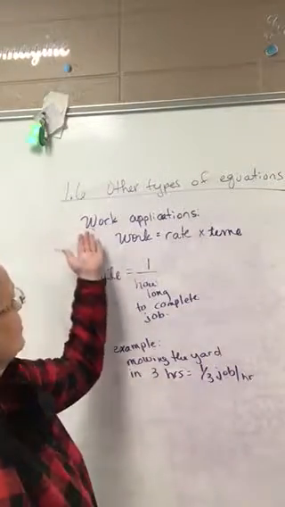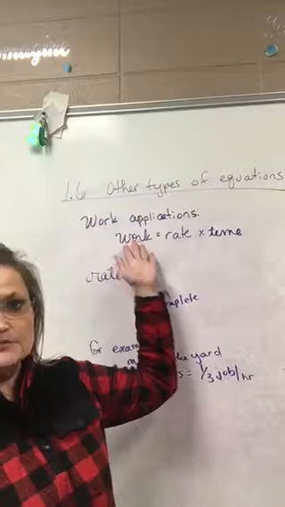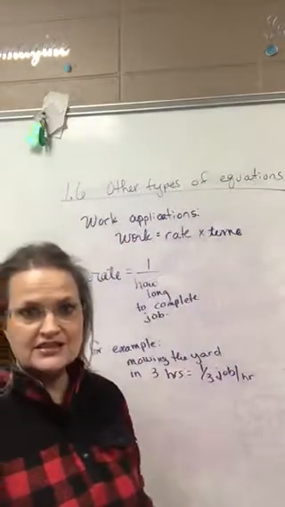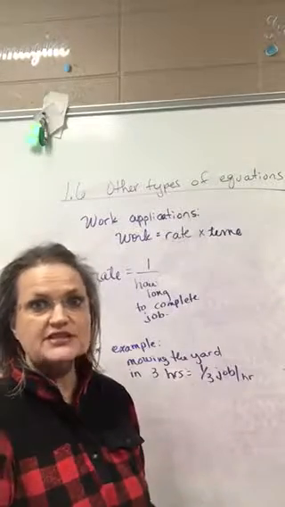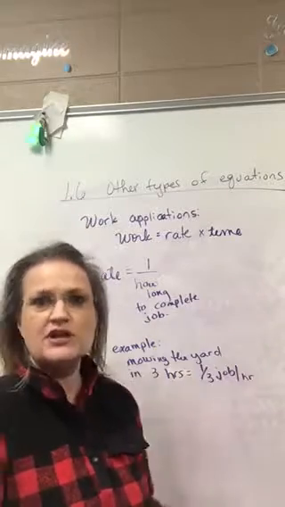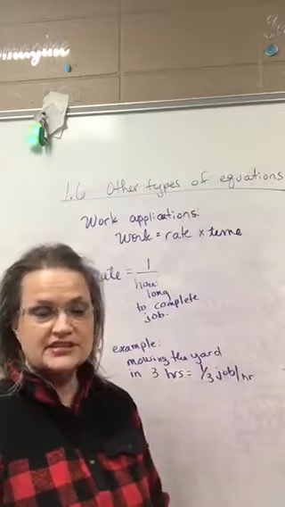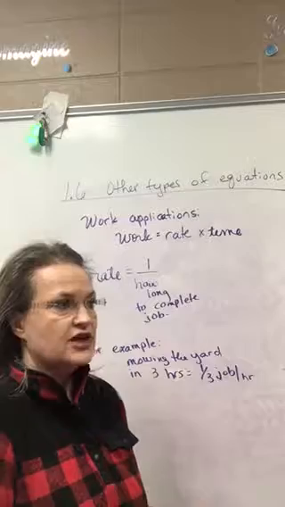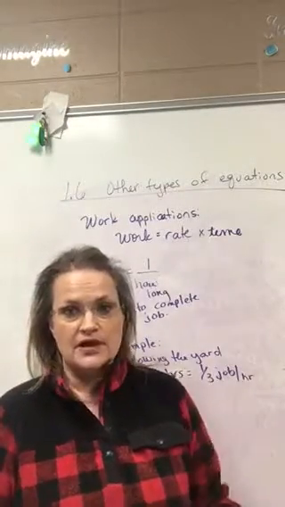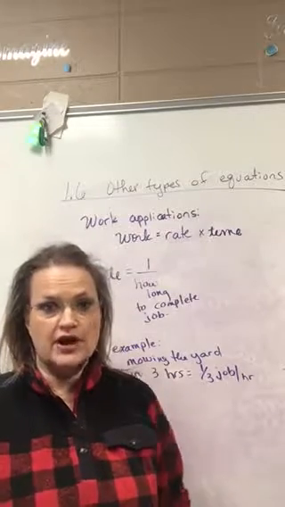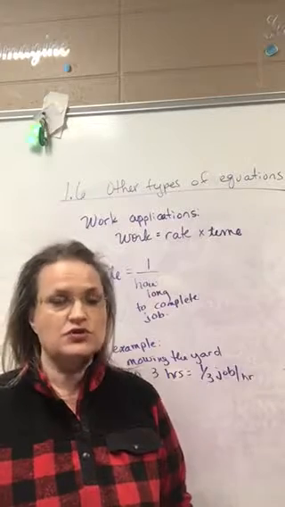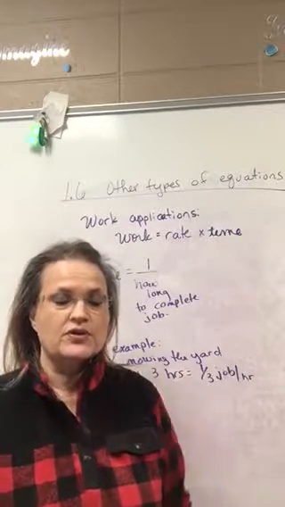So these are work applications. The base formula we need is that work is rate times time. It's almost like distance. You might say that sounds familiar because distance is also rate times time. So distance, like how far you get, is sort of like work, how much work you get done. So they're very related. If it takes me 3 hours to complete a job, my rate would be 1/3 of a job per hour, and I work for 2 hours, my rate times time, I would have 2/3 of my job done, and that's sort of where it's coming from.